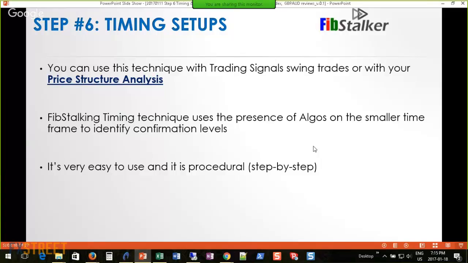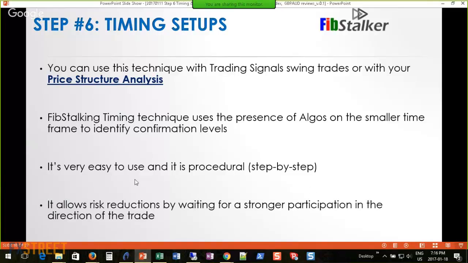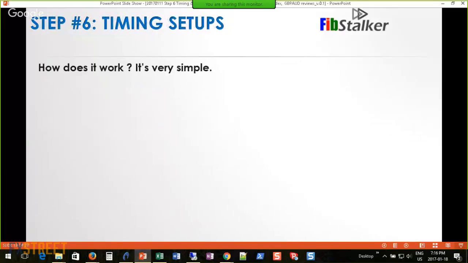What I do is study the sequence of measured moves, counter trend measured moves on the smaller time frame into an area of support or resistance, and I use the failure of that sequence as an indication to enter the trade. It's very easy to use, step-by-step, a procedure. So it's a timing technique, which is also a procedural technique, which is not heard very often in traditional technical analysis. It allows risk reduction by waiting for stronger participation in the direction of the trade. So let's look at how it works.